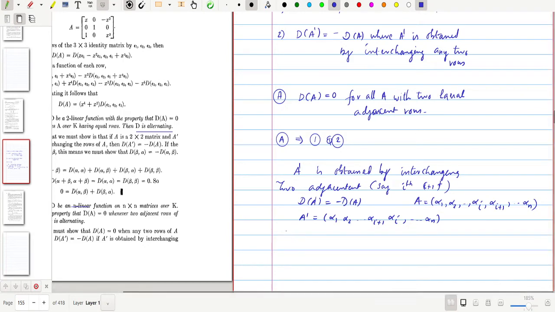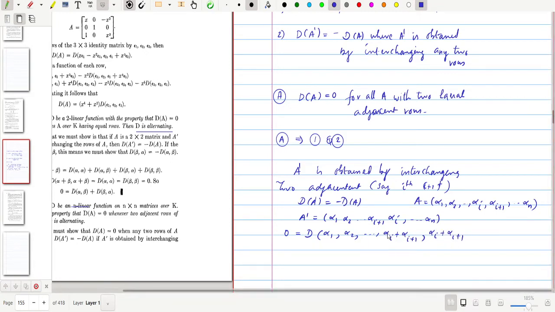To prove this, consider D of the matrix with rows alpha 1, alpha 2, and so on, then alpha i plus alpha i+1 in the ith row, and alpha i plus alpha i+1 in the (i+1)th row, then alpha i+2 in the (i+2)th position, all the way up to alpha n. Now this matrix has two equal adjacent rows. By our assumption A, D(A) equals 0 for all A with two equal adjacent rows. So this D value is 0.